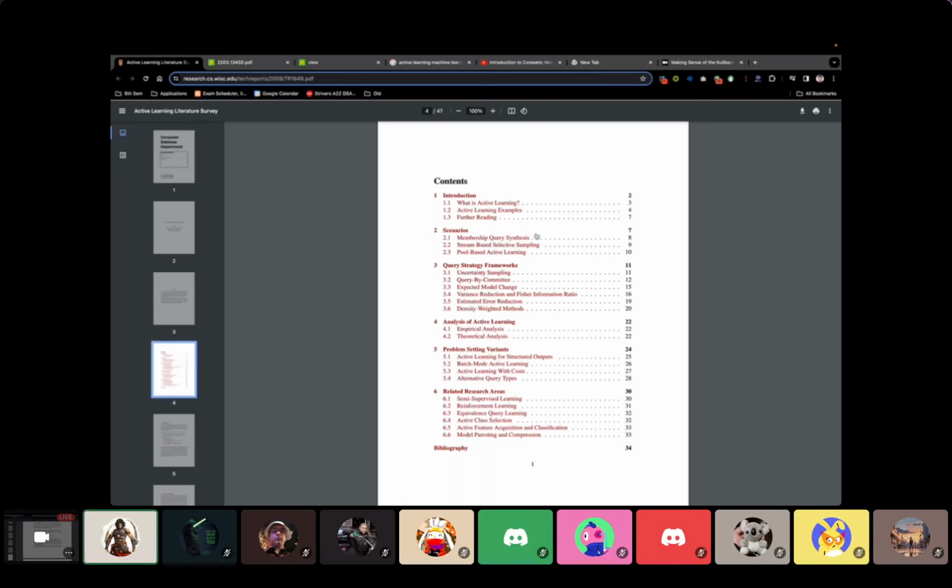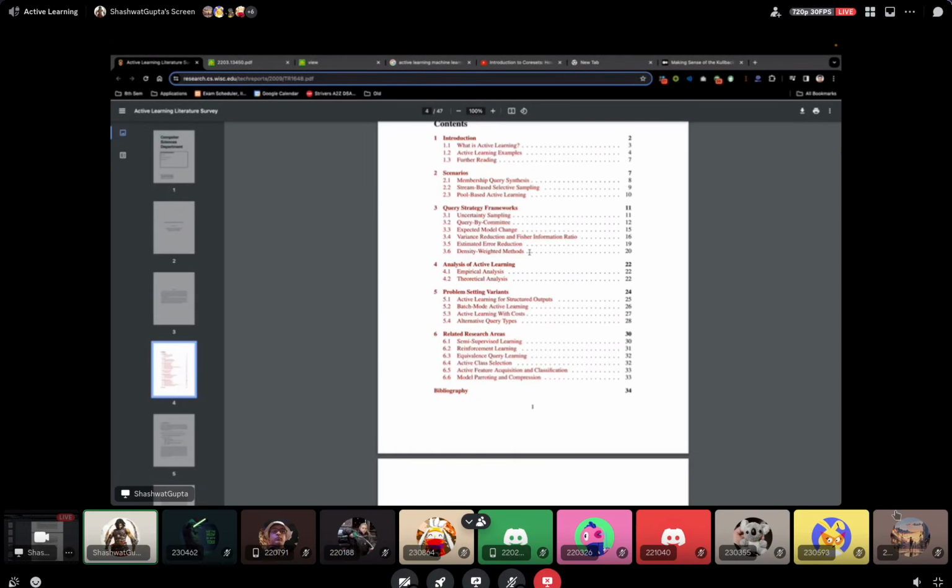The third one is membership query synthesis, which means that you're figuring out what type of data you want, which will give the best training result, and then you generate that kind of data. So, membership query synthesis. Okay, so these are the 3 scenarios. For the assignment, it's very simple to implement pool-based active learning. That's the common case also.